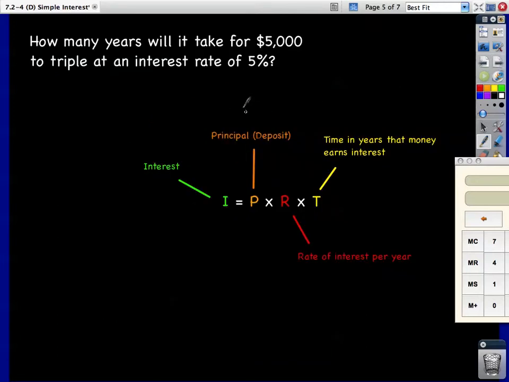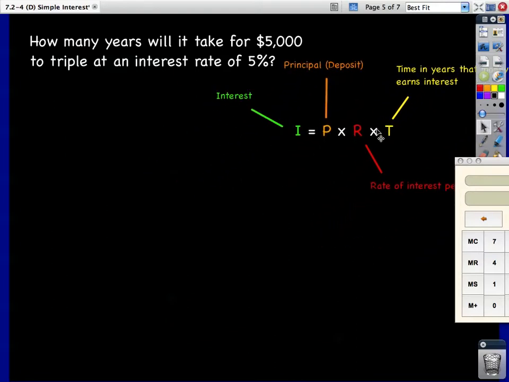Okay, one more example. And this one might be the trickiest of them all, but I know we can do it. Okay, so let's get that formula out of the way a little bit. How many years will it take for $5,000 to triple at an interest rate of 5%? There's a few different ways we could think about this problem and go about solving it. But the first thing I'm going to do is plug in the numbers that I know.